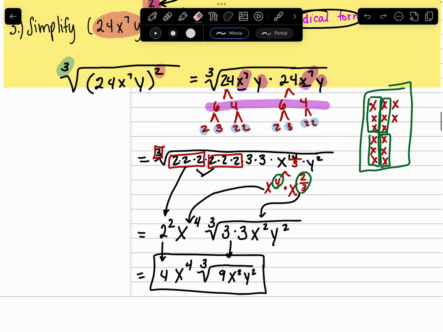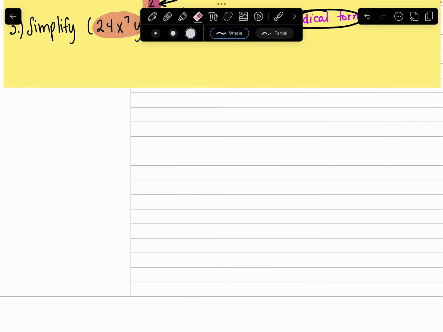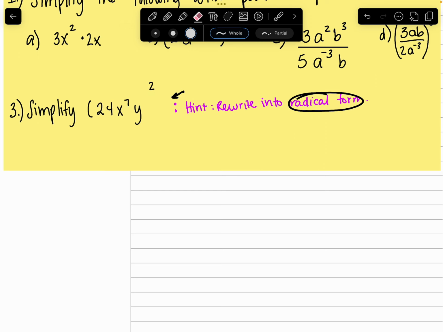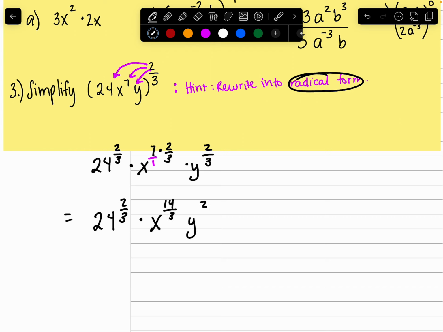Let me just erase this here. Now we're going to use properties. I saw some of you doing this during warm-up. You distributed your exponents, and that's totally fine. So we get 24 to the 2 over 3 times x to the 7 times 2 over 3 times y to the 2 over 3. When you're multiplying fractions and a whole number, you only multiply the top. So we would get 24 to the 2 over 3 times x to the 14 over 3 times y to the 2 over 3.